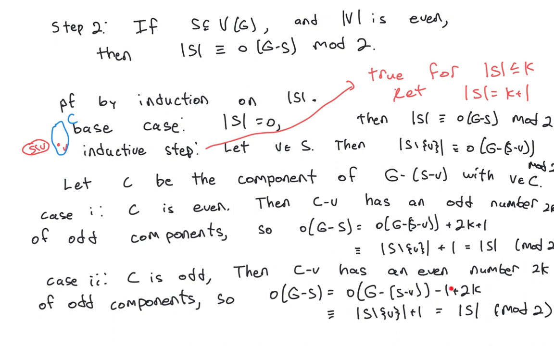And so then it's the same calculation. The 2k doesn't matter when you work mod 2. Minus 1 is congruent to plus 1 mod 2, and we get the same calculation. So again, this is a technical result, but you'll see in step 3 where we need to use it.